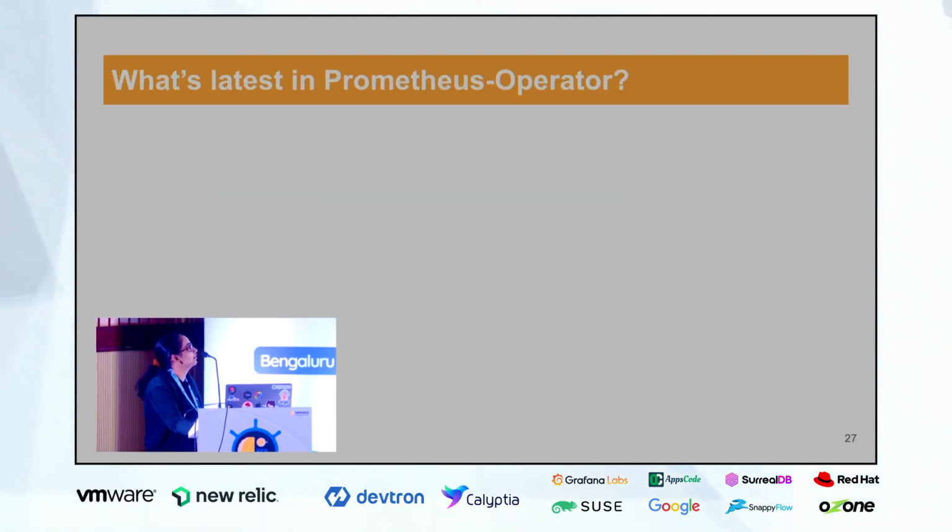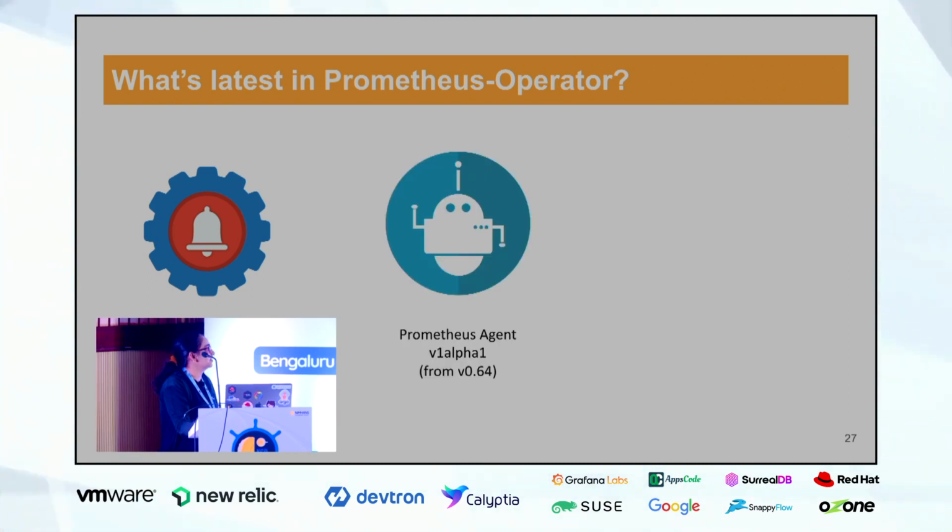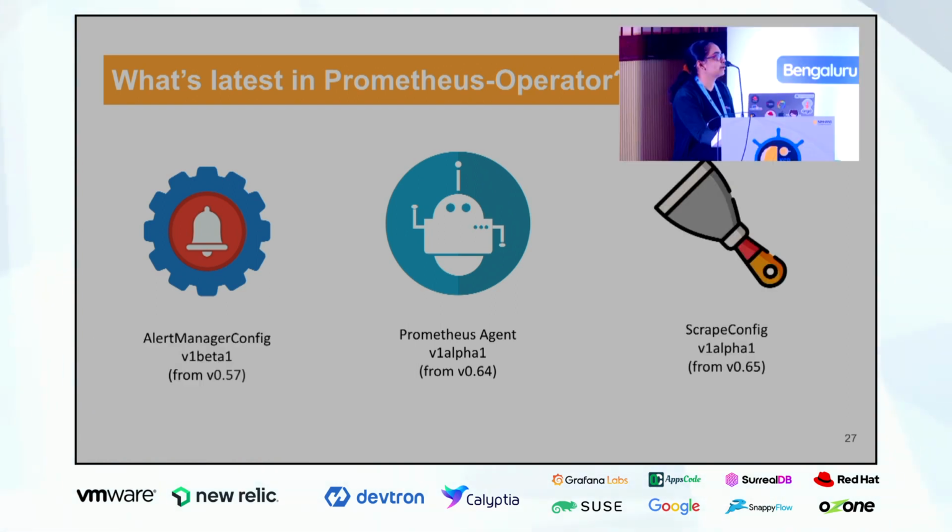So what are the latest features we have in the operator? AlertmanagerConfig existed for some time and it has been moved to v1beta1 since 0.57. Prometheus Agent was released a couple of months ago and is available from 0.64, and next is ScrapeConfig, which is available from 0.65, our latest release. Both Prometheus Agent and ScrapeConfig are in v1alpha1, so you cannot use them in production, but you can try them in dev or staging. It could be error prone, so please try it out and report any issues.